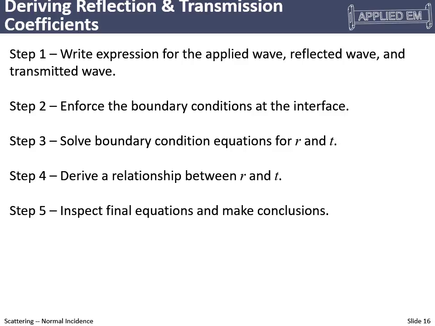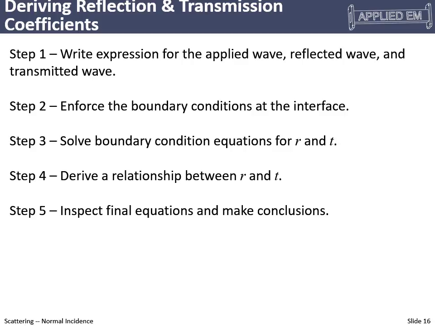This is the process we'll go through to derive expressions for reflection and transmission. The first thing we need to do is write equations for our applied wave, or the incident wave, our reflected wave, and our transmitted wave. Once we have those general expressions, we will then enforce the boundary conditions. We will set the tangential components of both E and H equal across that interface. We'll end up with new equations that we can then solve for reflection and transmission, which we're just calling little r and little t.